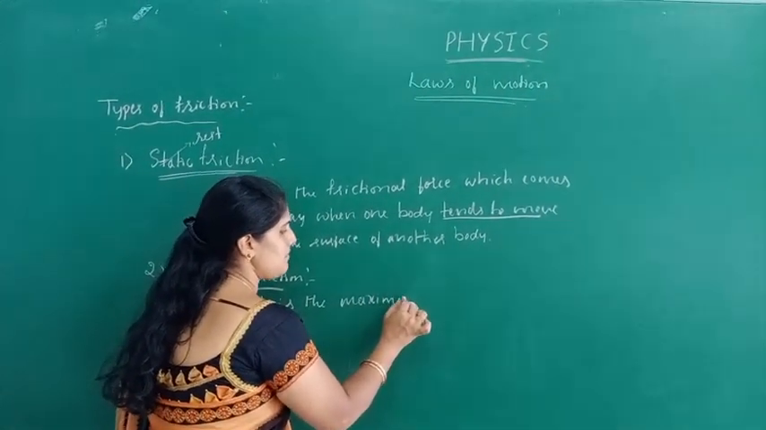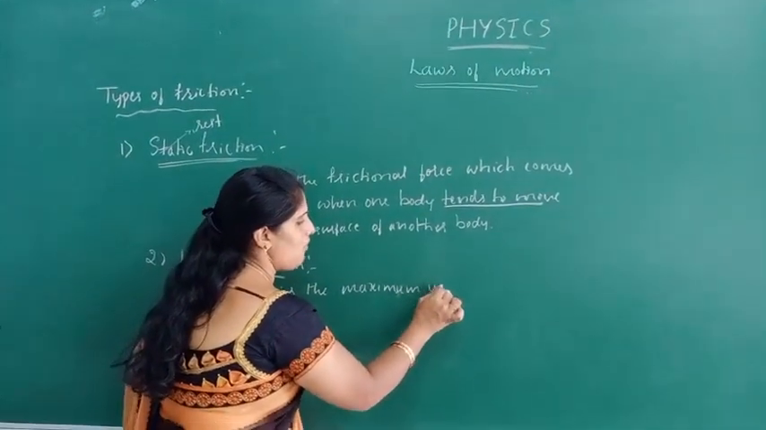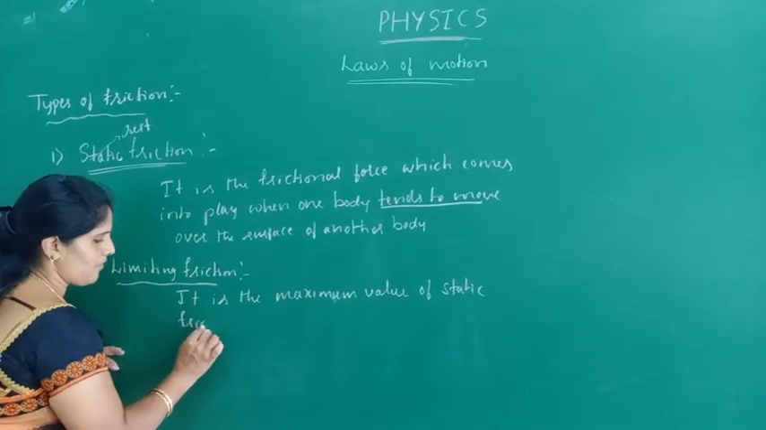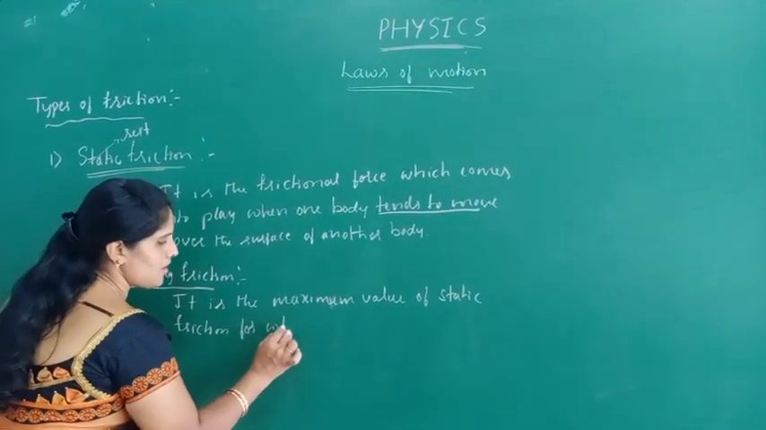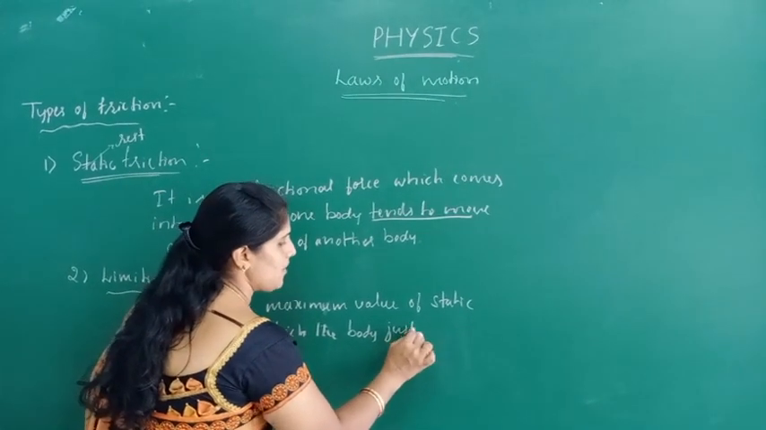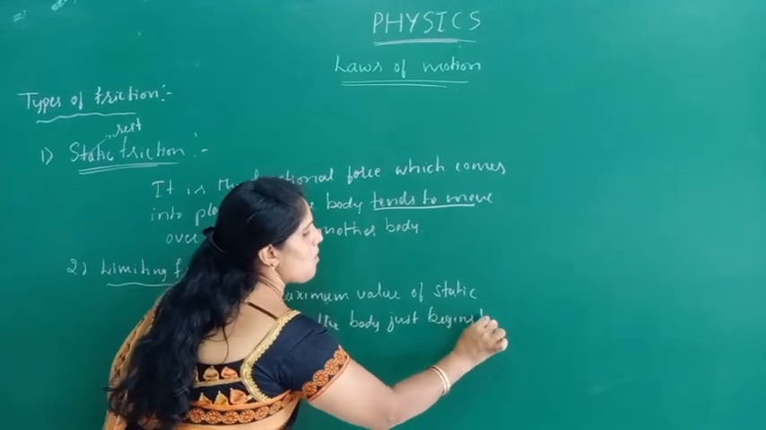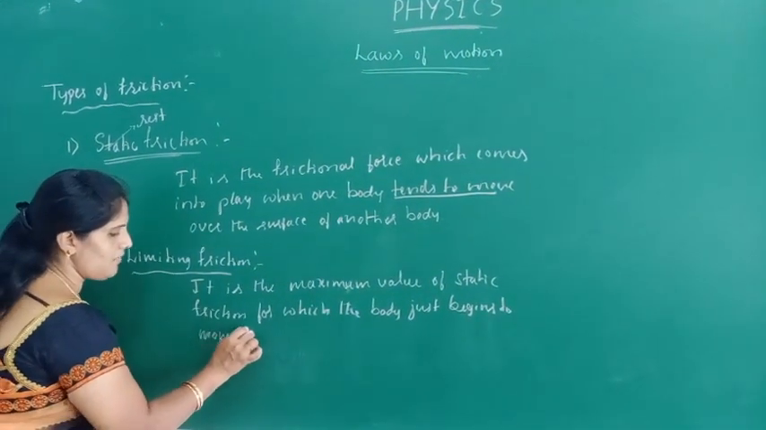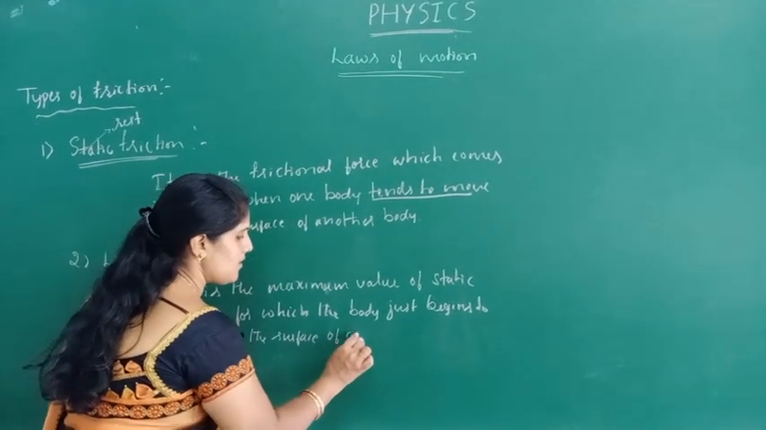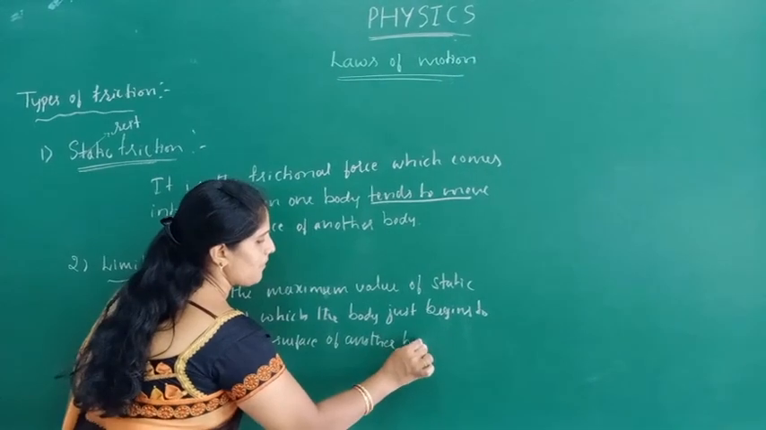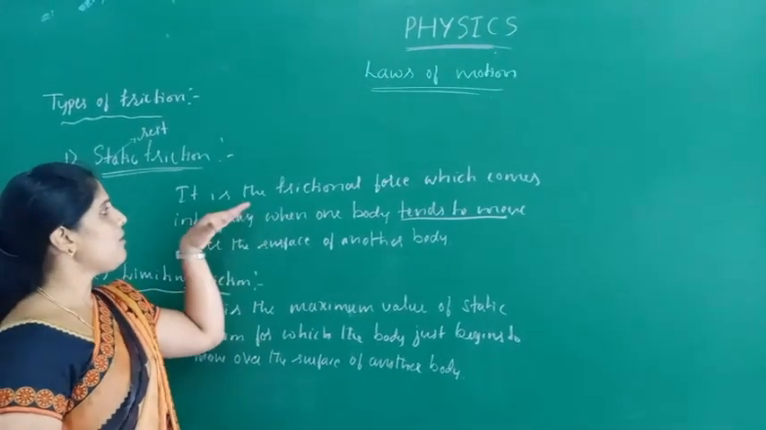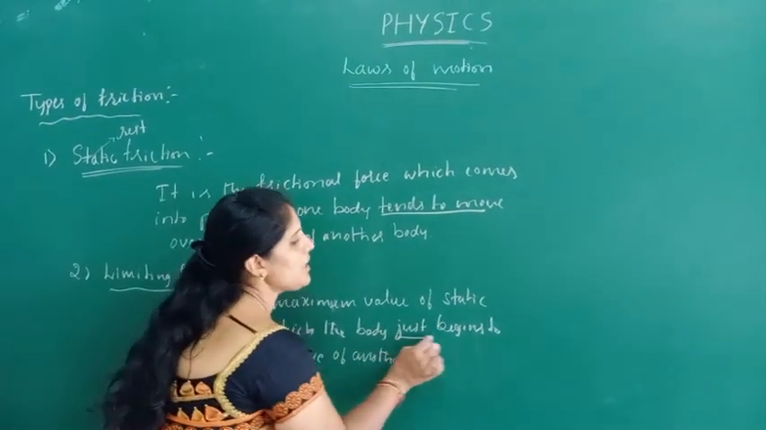What is limiting friction? It is the maximum value of static friction for which the body just begins to move over the surface of another body. It has a certain limit. That is the maximum value of static friction for which the body just begins to move.